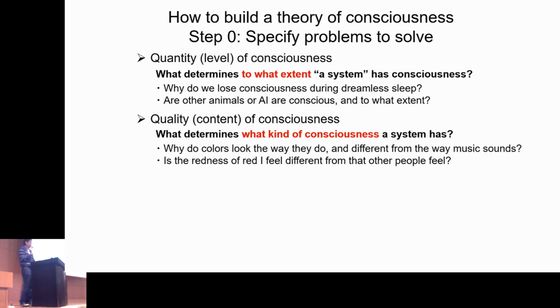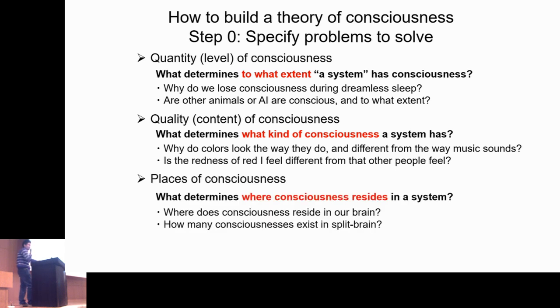And the second problem is about the quality or content of consciousness, or what determines what kind of consciousness our system has. For example, why do colors look the way they do and different from the way music sounds? Or is the redness of red I feel different from that other people feel, or something like this. So this is the second problem.